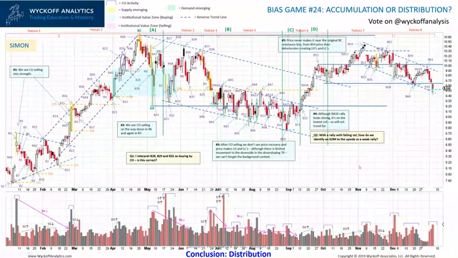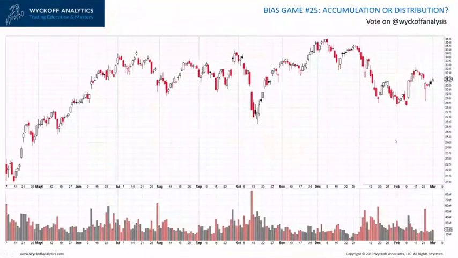Okay, great. I saw a lot of gaps to the downside, and that made me think more distribution. Yes, that's true. Lots of gaps here, but at the same time, what do these gaps produce? It gaps down to the previous support, and it gaps down to the previous support. And the distance of travel there is not that impressive relative to the whole structure. All right, let's go to the next bias game. Here it is.